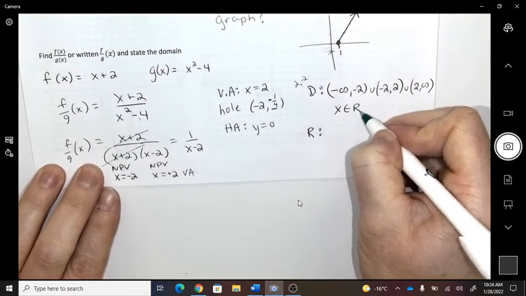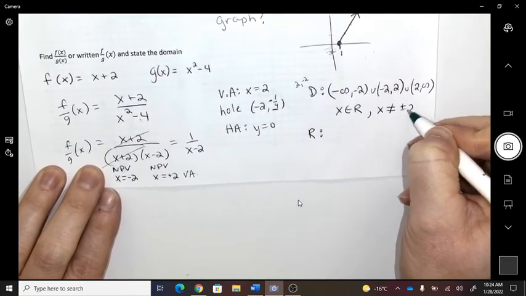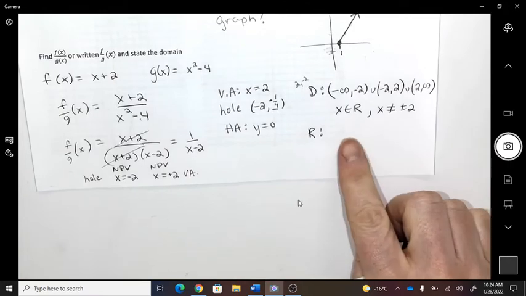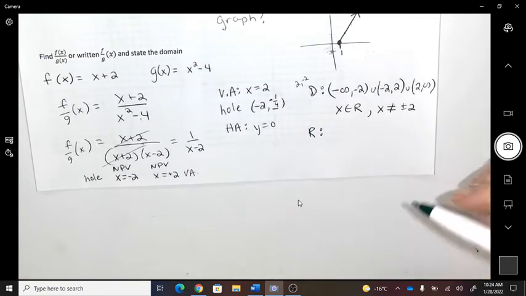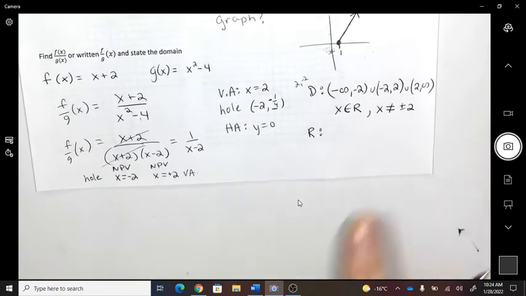Or you could write it like this. Something like this would show me x could be any real number except x cannot be those numbers.